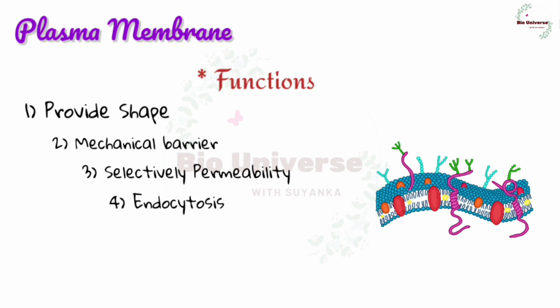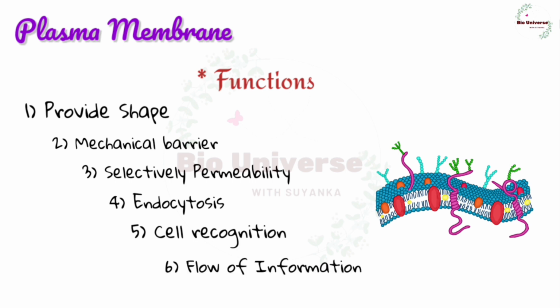The flexibility of the membrane enables the cell to ingest food and other substances from its external environment by endocytosis. It has chemicals which help in cell recognition for tissue formation, distinction of foreign substances, and defense against microbes. It provides for the flow of information among different cells of the same organism.